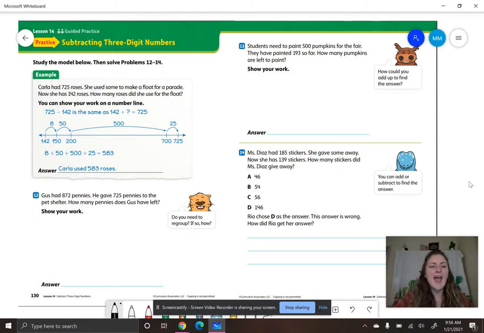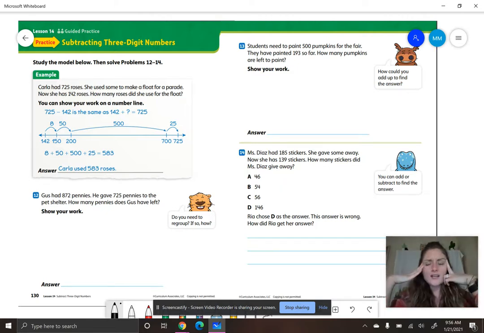So looking at, not even reading it yet, what kind of strategy was used to solve the subtraction problem 725 minus 142? What did they use to solve that problem? They used an open number line. But look at what they did. They said 725 minus 142 is the same as 142 plus a missing part equals 725.